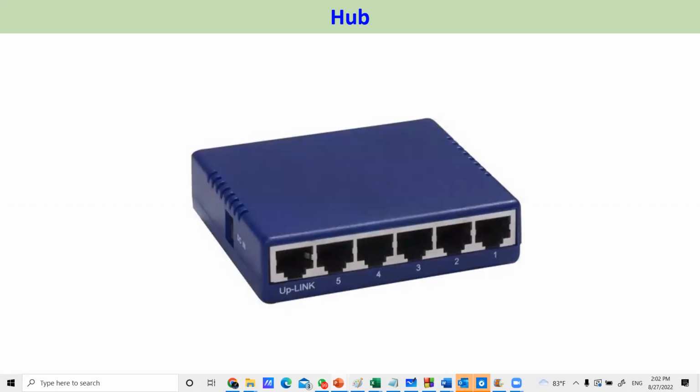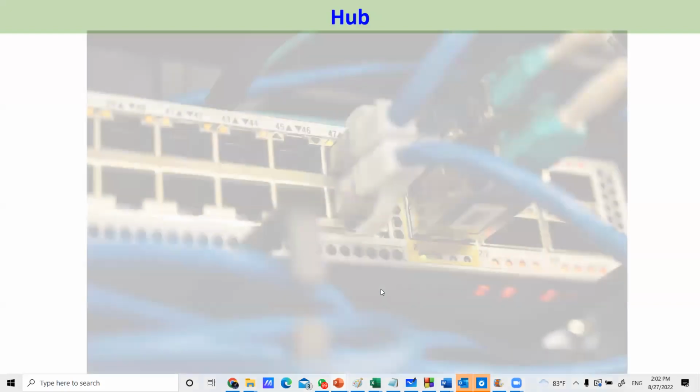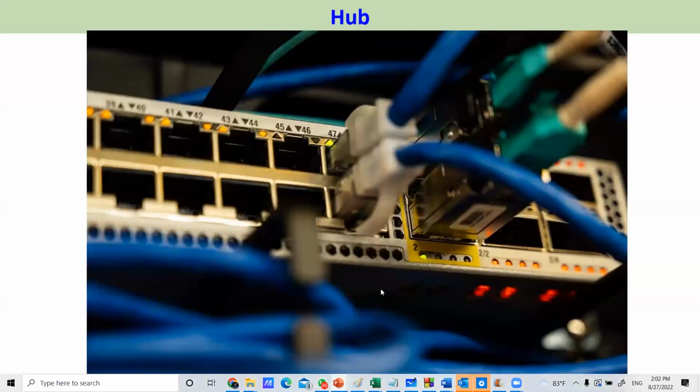These are some pictures or images of a hub. This hub has RJ45 ports. It has 5 ports. This is the way a hub connects with the other devices in the network.